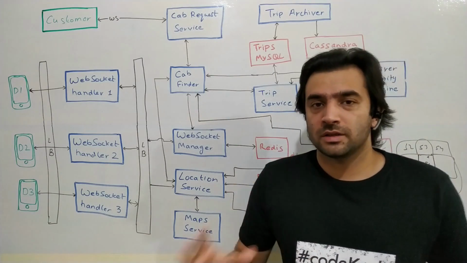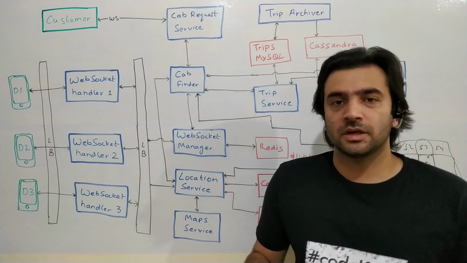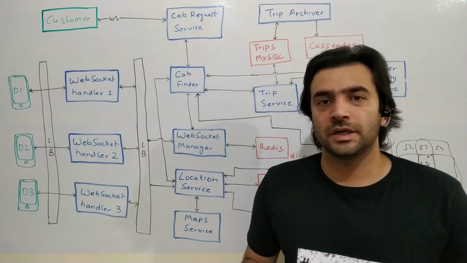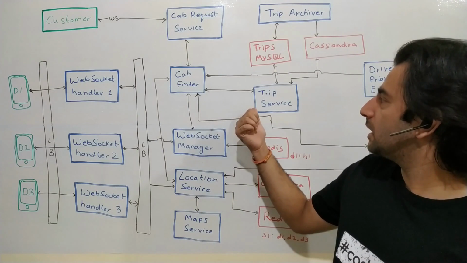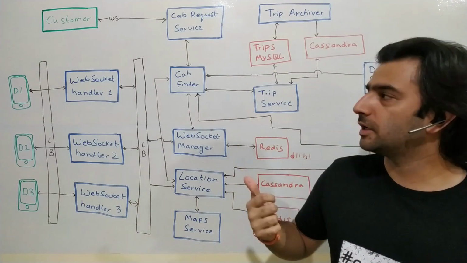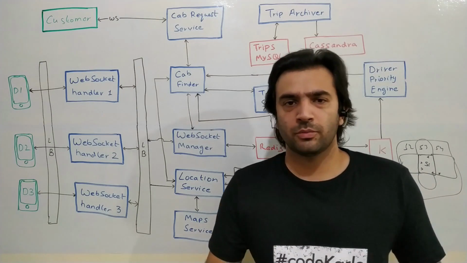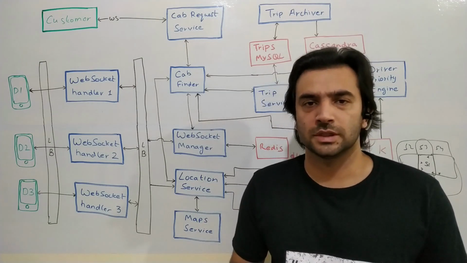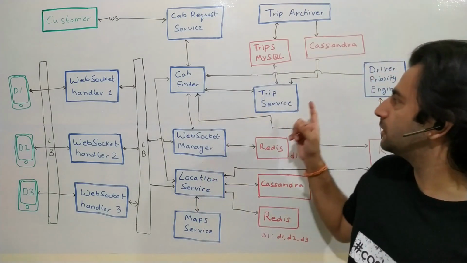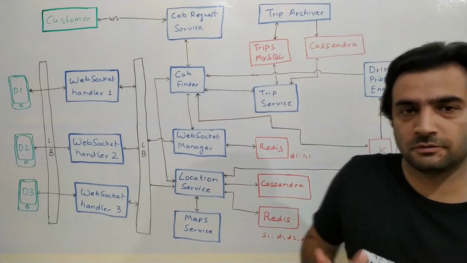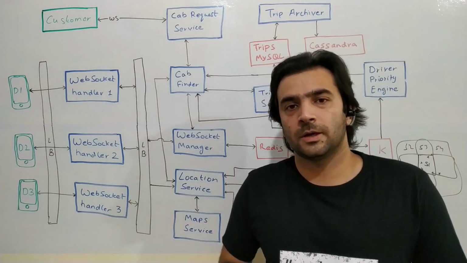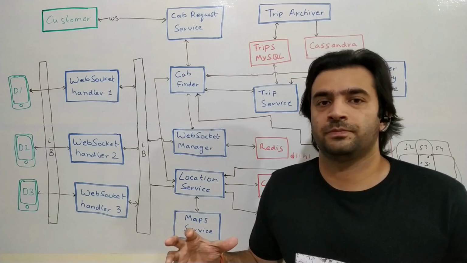Now, once a driver is assigned, what it means is a trip has to be created and updated, right? So this will update the trip service saying I've created a trip with this customer, with this particular start point, this end point, this driver, and whatever information it needs to. And that gets persisted into MySQL via the trip service. So this is the booking flow.